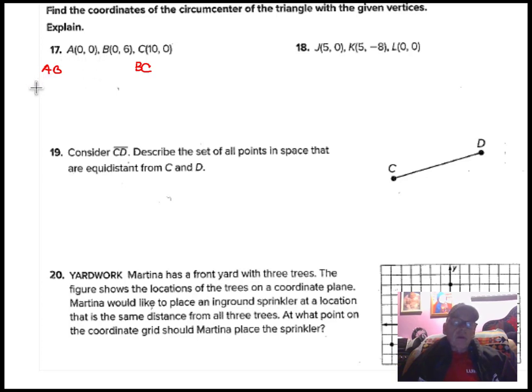So the midpoint of AB is the average of the x's, the average of the y's. So we get 0, 3 for the midpoint. And the midpoint of BC is the average of the x's, average of the y's. We actually get 5, 3.